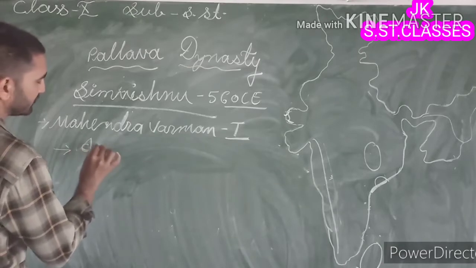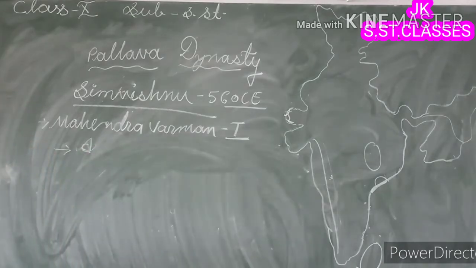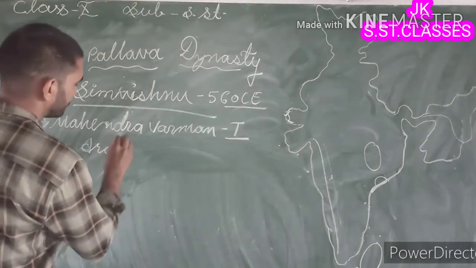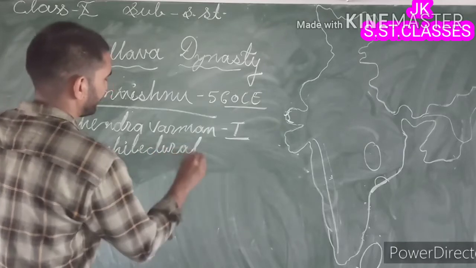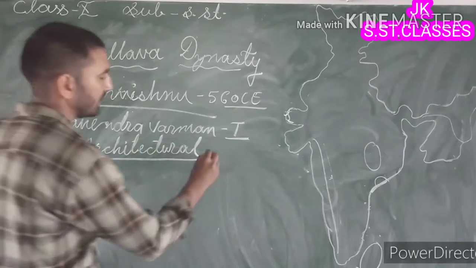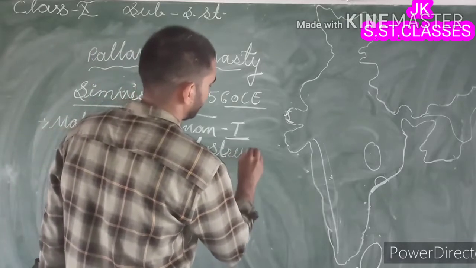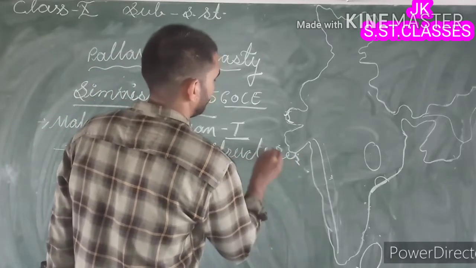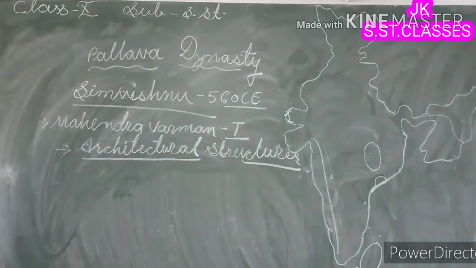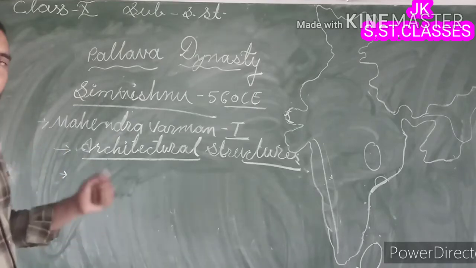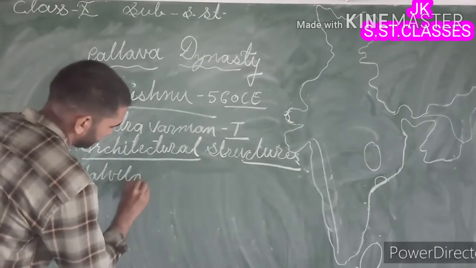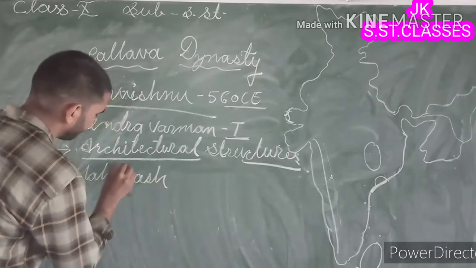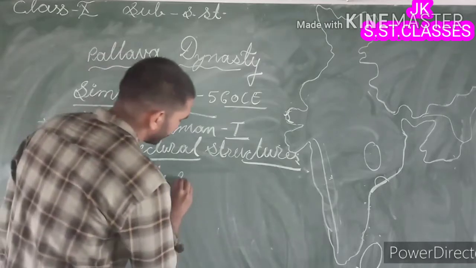Mahendravarman I, the most important ruler of this dynasty, is famous for his architectural contribution. He was a great architect and had great contribution in the construction of different architectural structures. Along with that, he was also a great scholar. He wrote a play named Mattavilasa Prahasana.